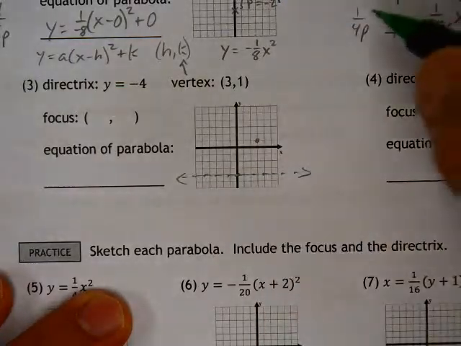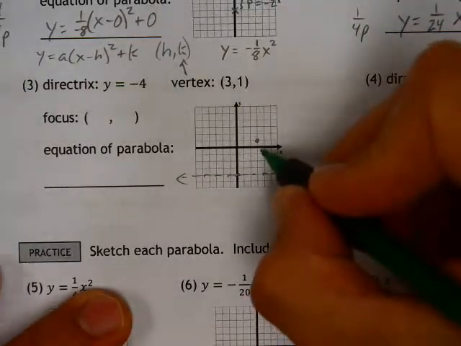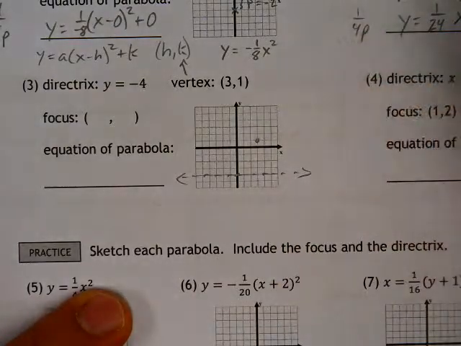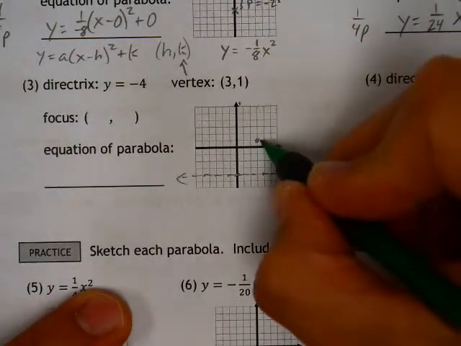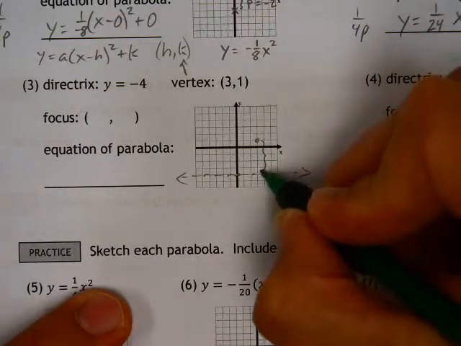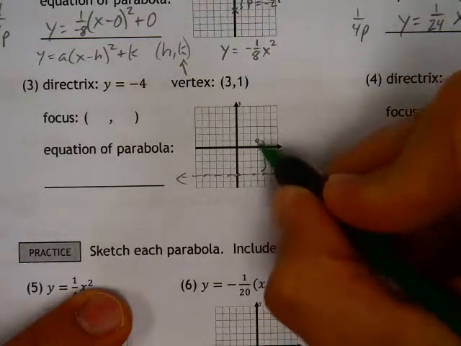The difference is we don't have a vertex at 0, 0, so we can't just say, well, let's do the other number, the opposite sign. We need to actually look and calculate. That distance right there is 5. This is down 4 from here, and that's 1 up.